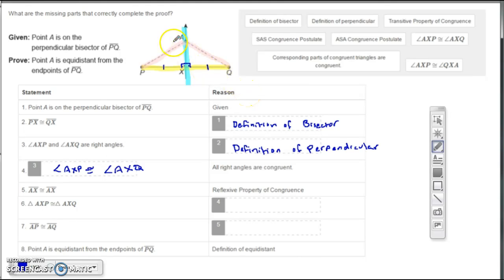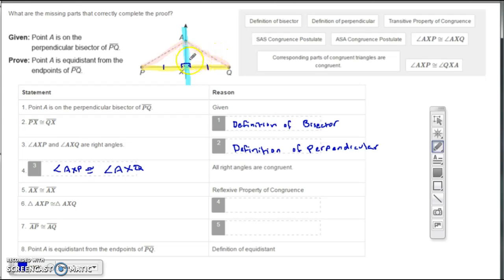All right, then they say segment AX is congruent to segment AX. That's my kind of teal color up here. And that's just the reflexive property. Remember, that's like looking in the mirror and saying, hi, me. Okay. So then they say triangle AXP is congruent, sorry about that, to triangle AXQ. So the triangle on the left is congruent to the triangle on the right.